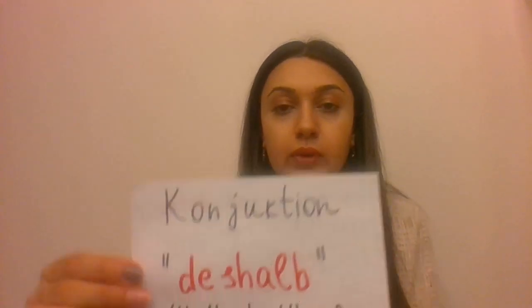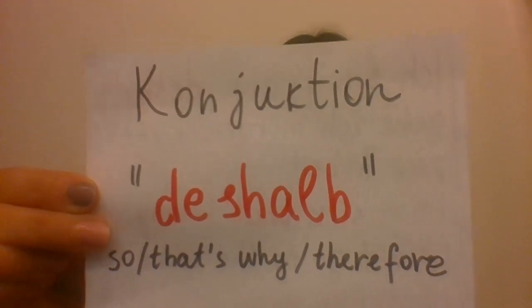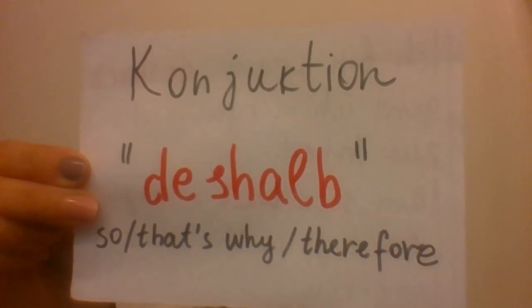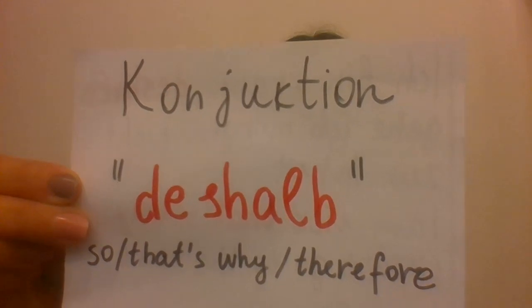So the conjunction that means so, that's why, and therefore. Konjunktion deshalb. Deshalb in German means so, that's why, or therefore. Here also, if we use the conjunction deshalb in our sentence, we have to change the position of the verbs in our sentence. So let's get started with our first sentence and first example for the conjunction that's why.